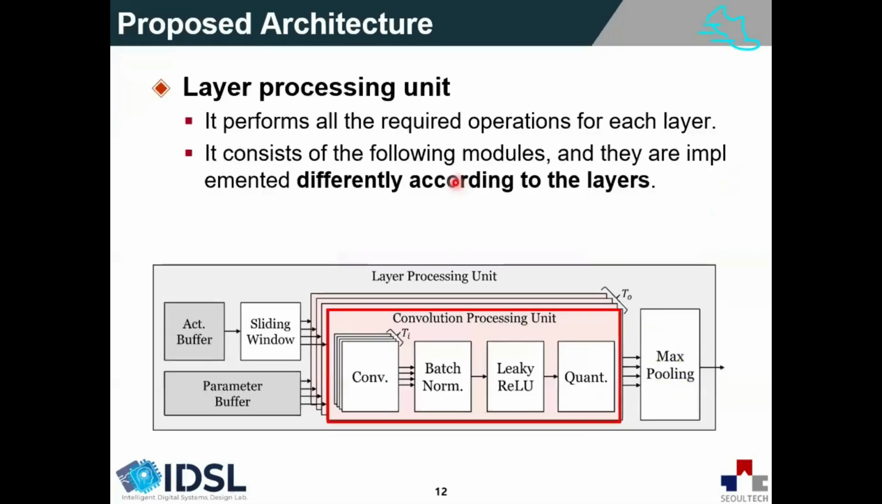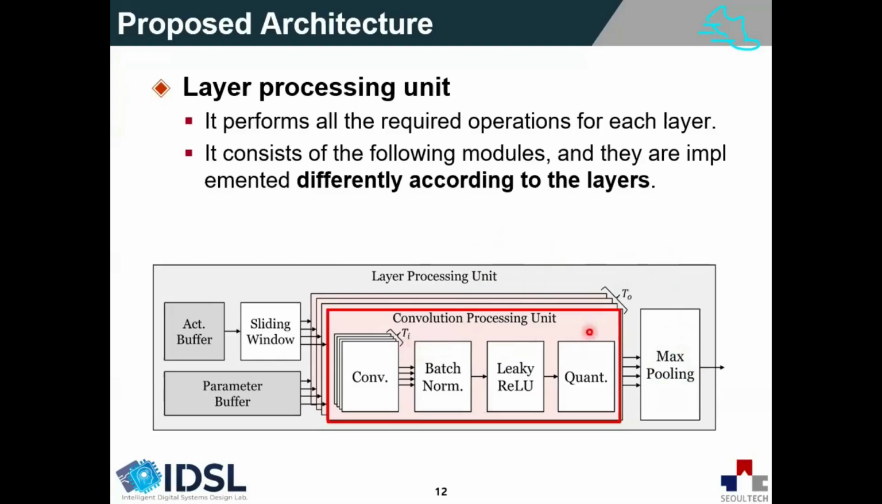Let's talk about the layer processing unit first. It performs all the required operations for each layer. It consists of the following modules: buffer, sliding window, convolution, batch normalization, leaky ReLU, quantization, and max pooling. And they are implemented differently according to the layer. For example, if a layer requires a max pooling unit, then the max pooling unit will be implemented in the layer processing unit for that layer. But if a layer doesn't require the max pooling unit, then it will be eliminated when it is standardized.